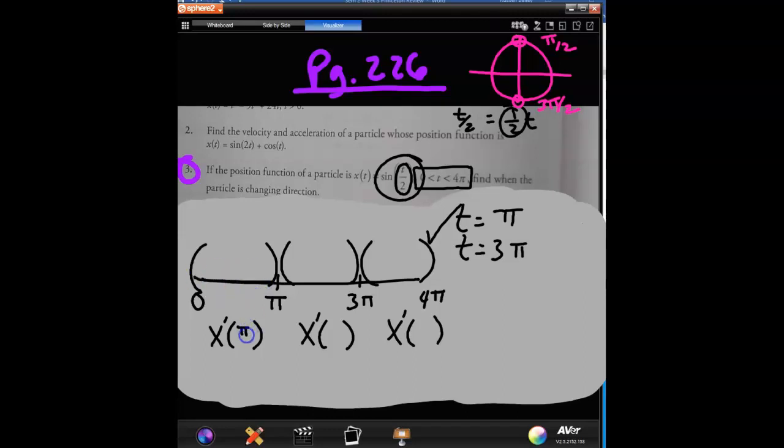And I think a really good one to pick would be pi over 2. Now let's pick a number between pi and 3 pi. Well, how about 2 pi? And then finally, let's pick a number between 3 pi and 4 pi. How about, gosh, what's a number between those 2 things?